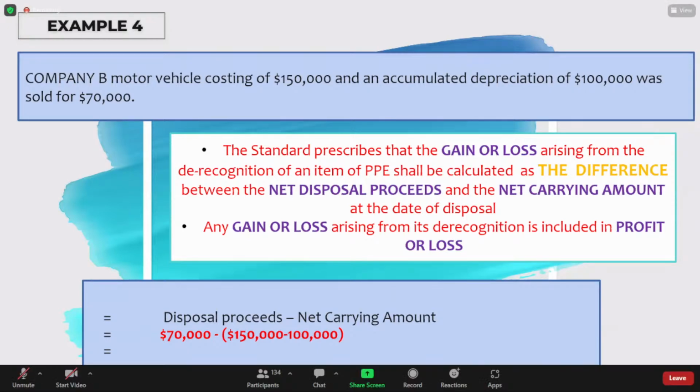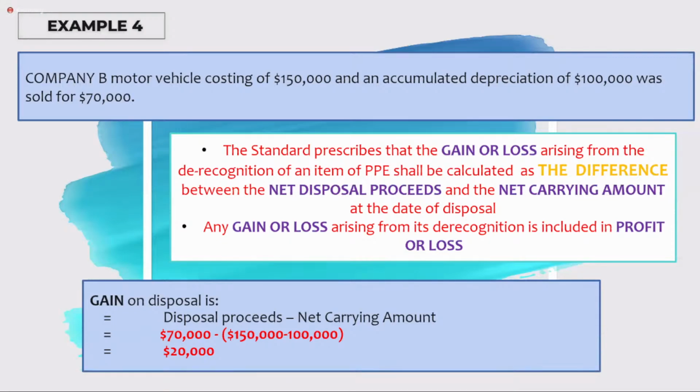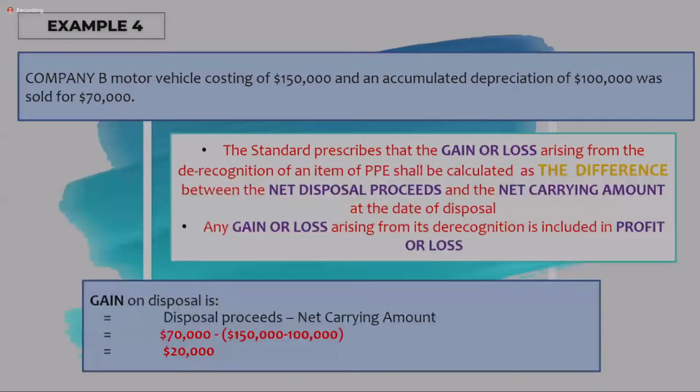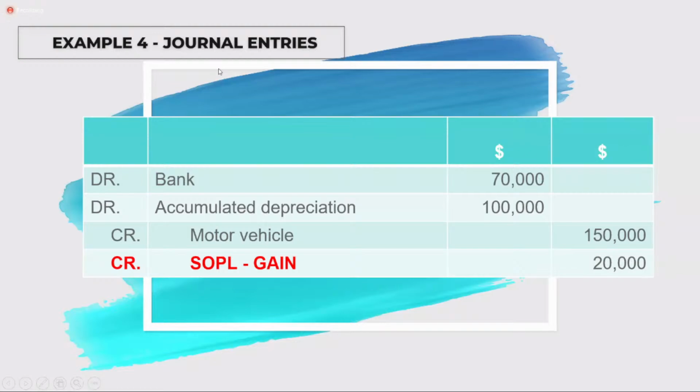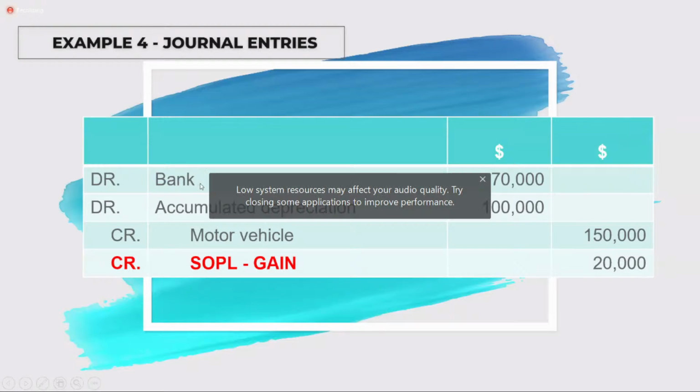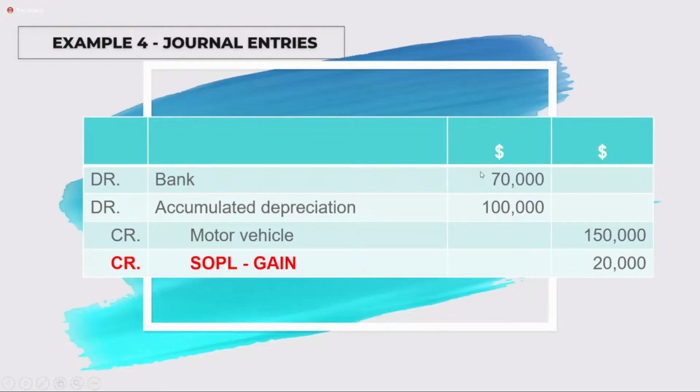All right, so I proceed, right? So this is 20,000 gain on disposal of the asset, because the disposal or sales proceed is more than the net carrying amount. When we calculate gain or loss, then the recording. How to record gain on disposal in the books? Journal entries are required. Debit bank account because there is an increase in the asset, 70,000, the sales proceed.